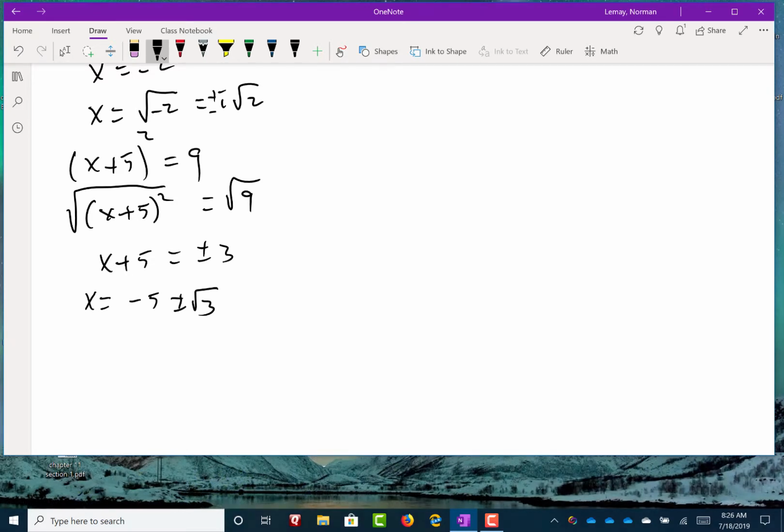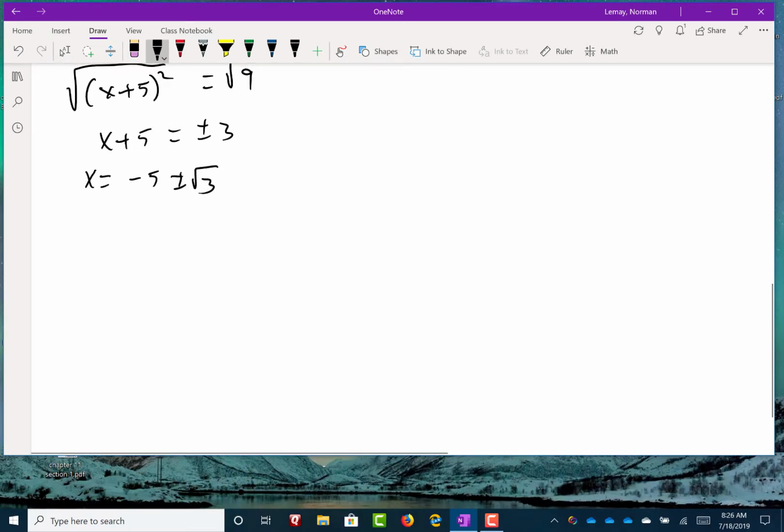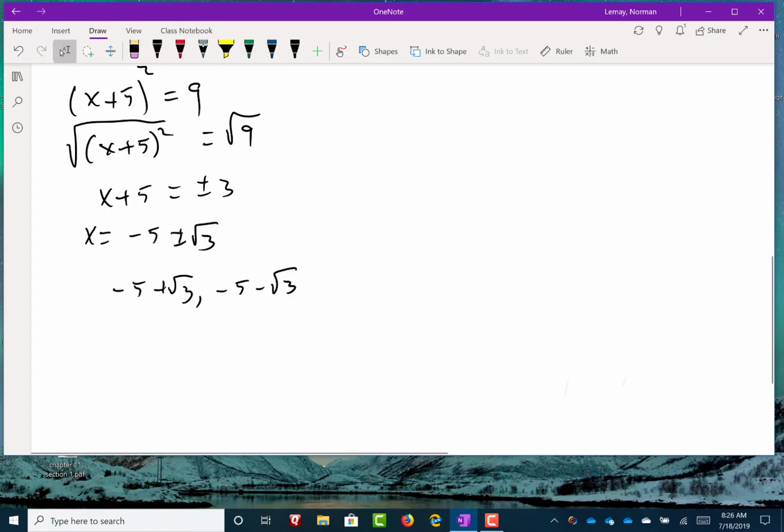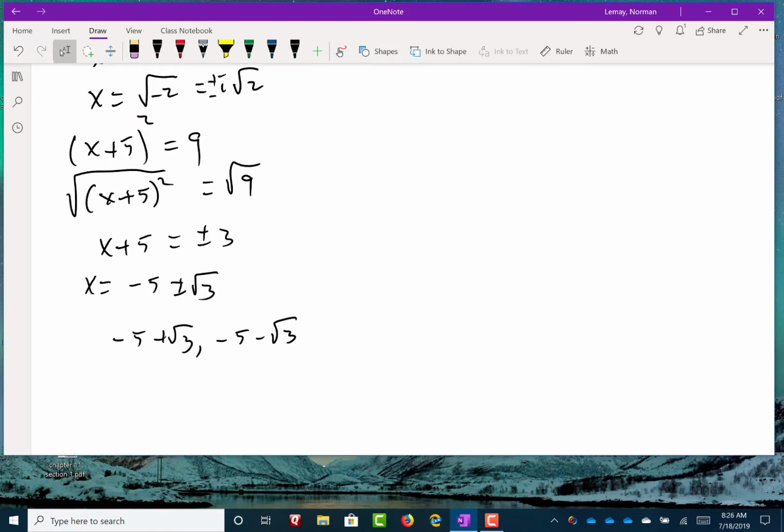So as far as I'm concerned, you can stop here, but I've noticed in MATLAB you're going to have to write two solutions. So you're going to have to go negative 5 plus 3 and negative 5 minus 3. So I would advise you on the MATLAB to make sure that you read your instructions very carefully on that.